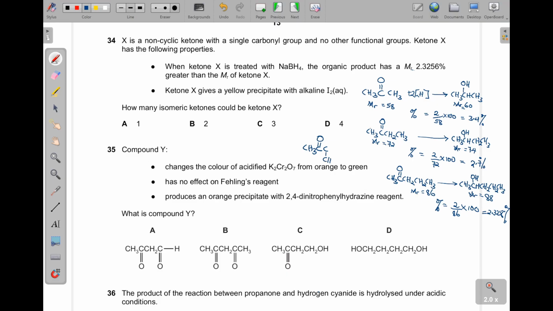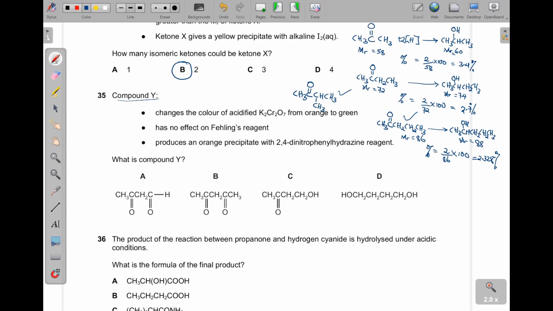Then we are putting a CH3. This one had 2 hydrogens, so I can put 1. Then 1 hydrogen shifts to this one, then it makes it a CH3. And there is no other that we can have, because remember this one must maintain this group here to give a yellow precipitate with alkaline iodine. So these are 2 isomers, this one and this one here. So our answer becomes B.